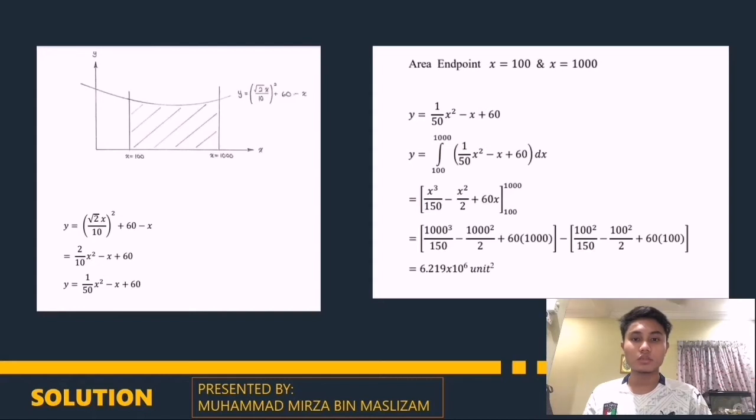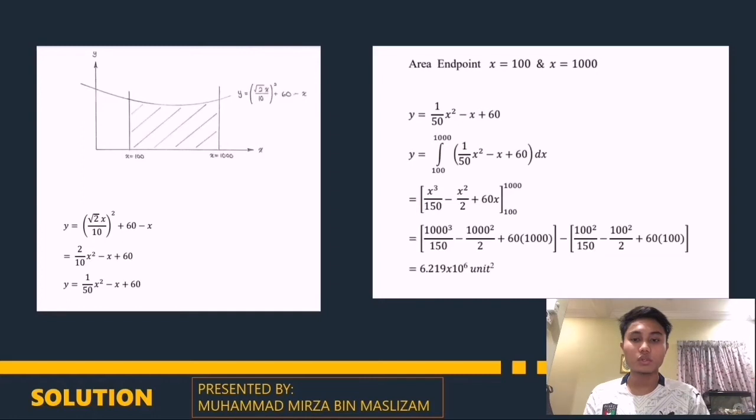Today I will discuss a solution for case 1. From the question, we need to plot a graph so that we know the shaded area. The question tells us that x in the south is 100 and x in the west is 1000, and this equation is north. We change this equation into something we can understand, and I get y equal to 1 over 50 x squared minus x plus 60. This equation we will use to find the area.